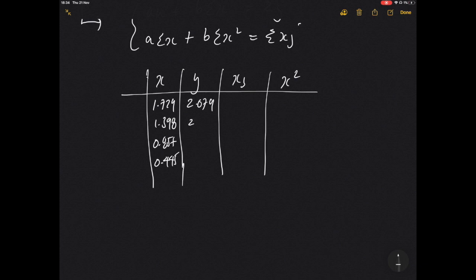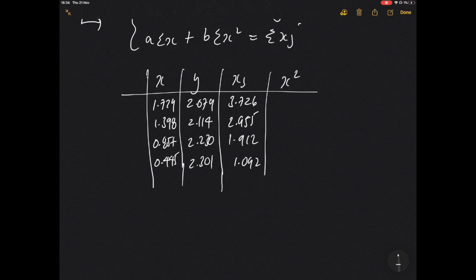2.079, 2.114, 2.230, and 2.301 for y. xy is 3.726, 2.955, 1.912, and 1.029, and our x squared values are 3.211, 1.954, 0.735, and 0.200.